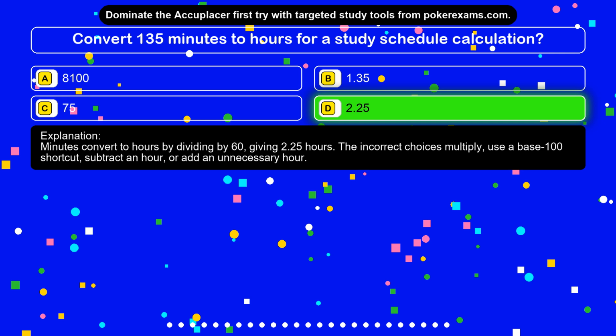Minutes convert to hours by dividing by 60, giving 2.25 hours. The incorrect choices multiply, use a base 100 shortcut, subtract an hour, or add an unnecessary hour.